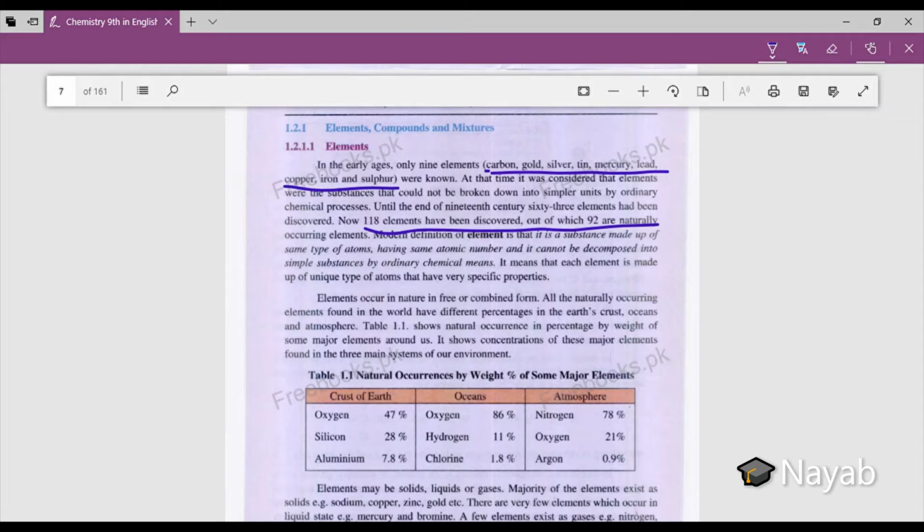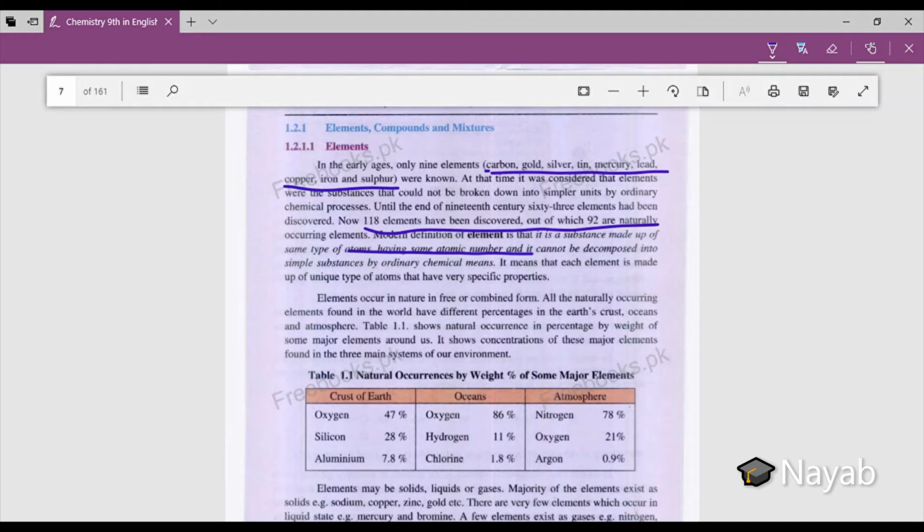Okay, so the modern definition of element, this is very important. What's the definition of element? Let us read. It is a substance made up of the same type of atoms having the same atomic number, and it cannot be decomposed into simpler substances by ordinary chemical means. If any substance is made up of the same type of atoms, then all atoms have the same atomic number. Such substances are known as elements.